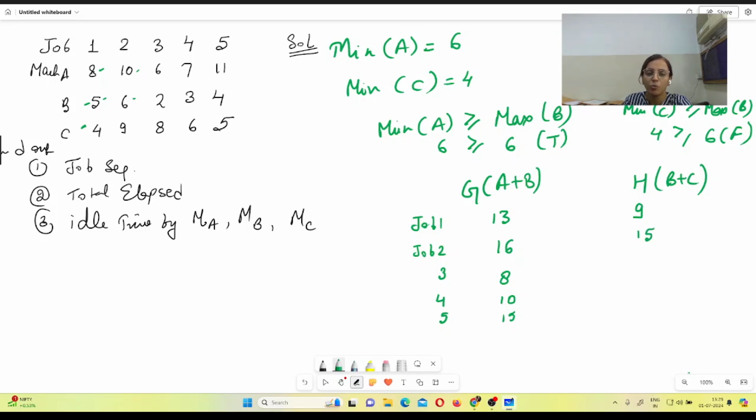For job 3, 2 plus 8, that will be 10. So write it over 10. And for job 4, that is 3 plus 6, that will be 9. And 4 plus 9, that will be again 9.